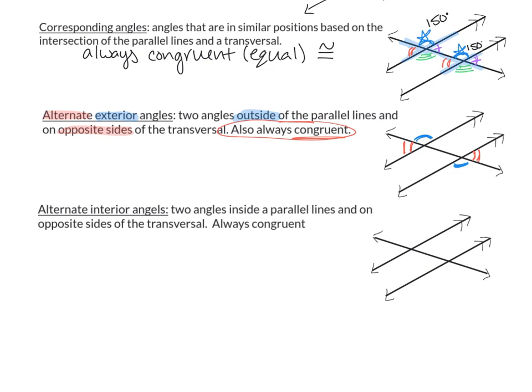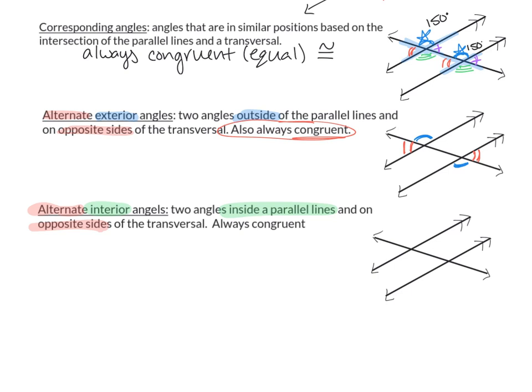Okay, the next word we have is alternate interior angles. Hopefully you recognize that, again, it says alternate, which means opposite sides, just like last time. But the difference here is they are now interior angles, which means they must be inside the parallel lines. You can kind of think of an interior designer, right? It's someone who decorates the inside of a house. Okay, so interior means inside.